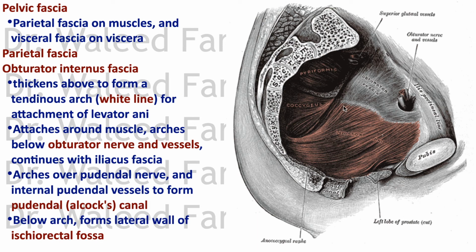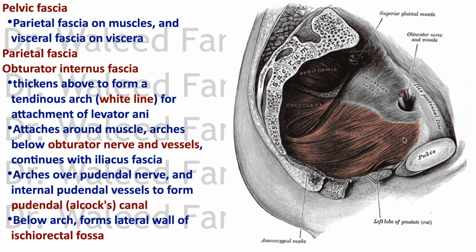This fascia thickens in the middle to form an arch, a tendinous arch, called the white line, for the attachment of the levator ani muscle. You got the picture? For the attachment of the levator ani going to the midline to meet the other levator ani around the viscera. This is called the white line.